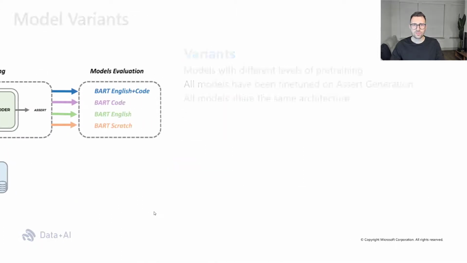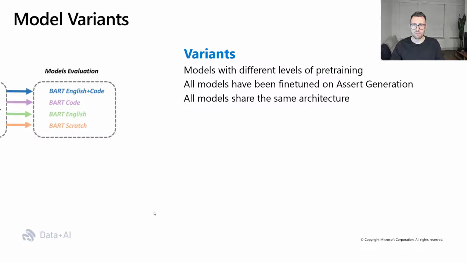At the end of these stages, we obtain 4 different model variants with different levels of pretraining. BART English plus code, with both pretraining; BART code, which has only been pretrained on code; BART English, with only natural language pretraining; and finally BART Scratch, with no pretraining and randomly initialized weights. All these model variants have been fine-tuned on the assert generation task, and all the models share exactly the same architecture.